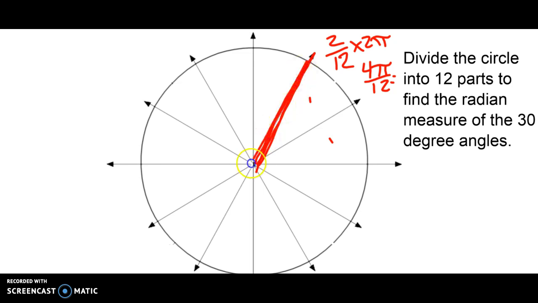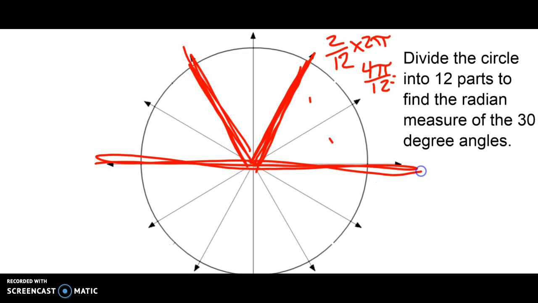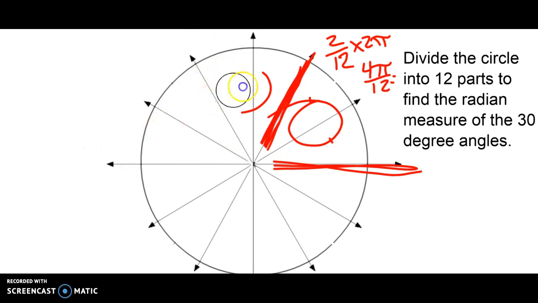You could also think, well, this is 1/3 of, ooh, I drew the wrong line. This is 1/3 of pi. So if you can think in terms of pi, you can do that too. If you only think in terms of pi, you've got 1 here, 1 here, and 1 here. Those are each pi over 3. And you can do that with any of them.